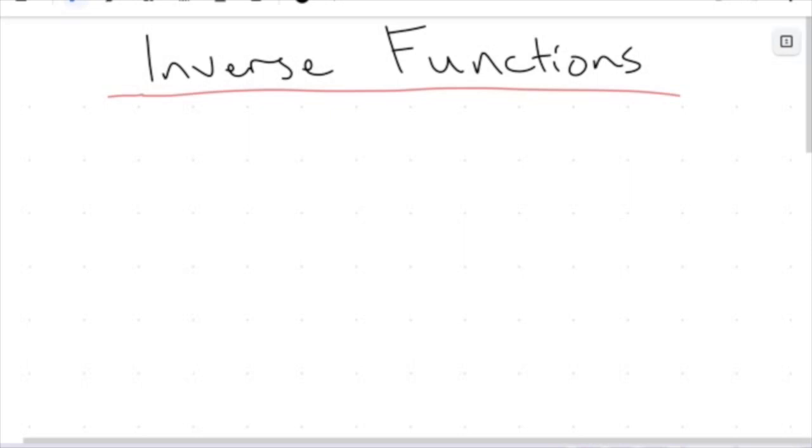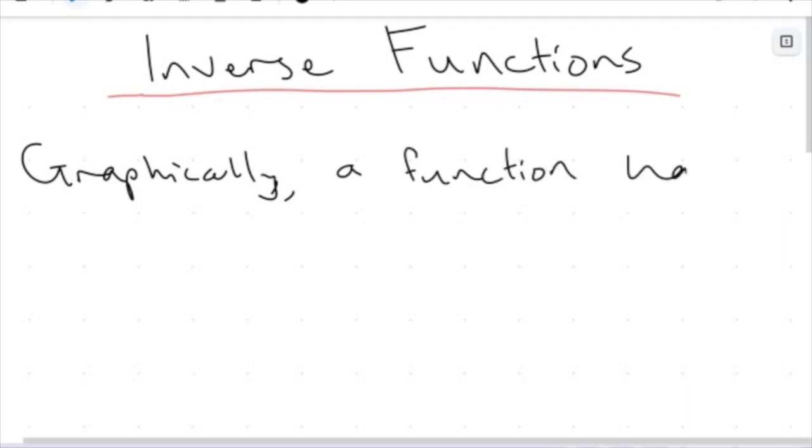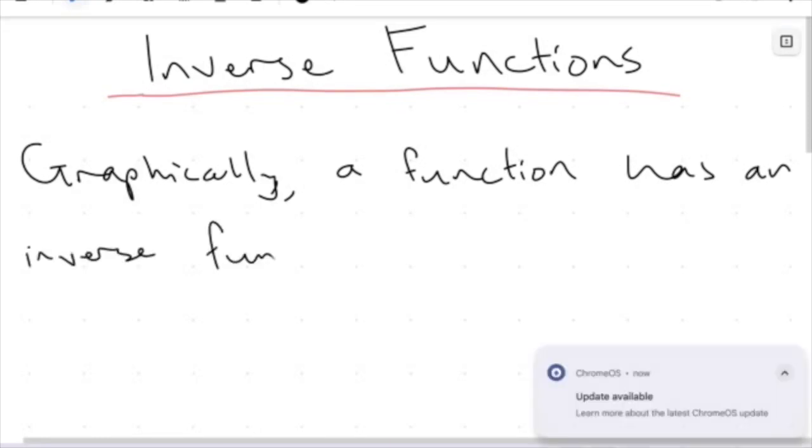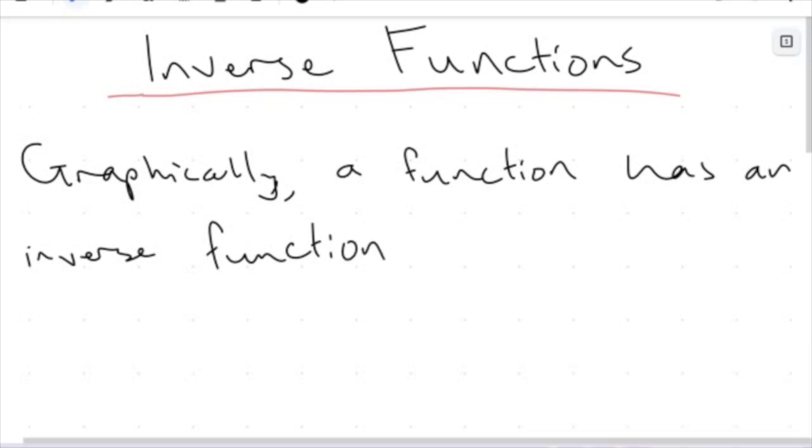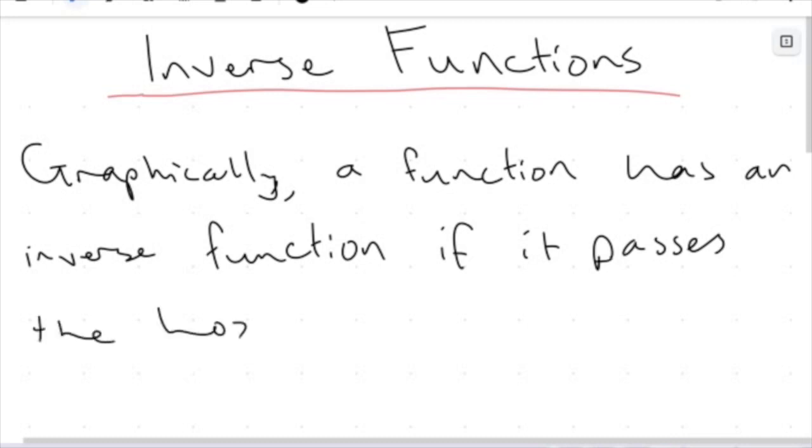So I'm going to write here graphically, a function has an inverse function if it passes the horizontal line test. Okay, let's see what that actually means in just a second.